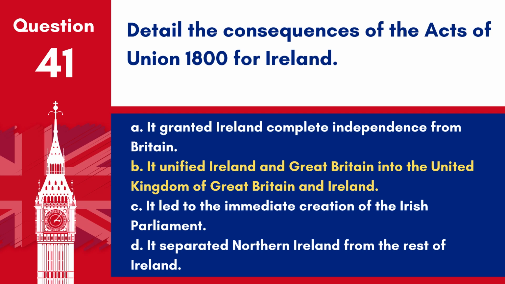The Acts of Union 1800 merged the Kingdom of Great Britain and the Kingdom of Ireland into a single entity, the United Kingdom of Great Britain and Ireland, significantly altering the political landscape of the British Isles.